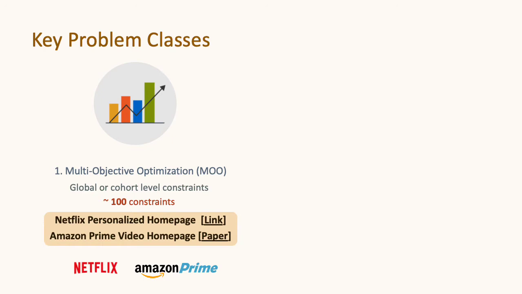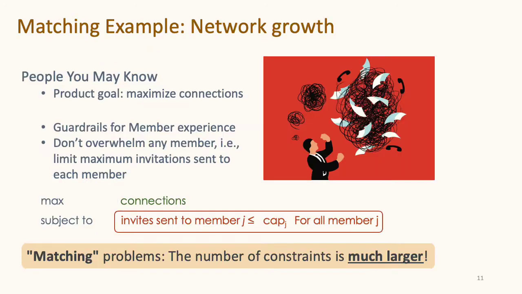Now, let's consider a different class of problems. In the People You May Know matching problem, we want to recommend people that you either want to know or might already know but are not connected on the platform. We would like to do this in a way to ensure that no member is overwhelmed by receiving too many invitations. While the structure of the problem is similar to the MOO problems, there is one key difference.